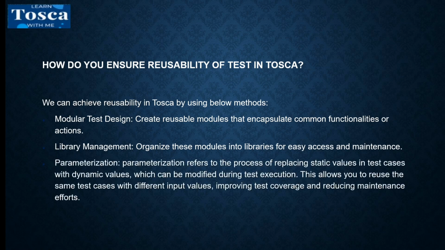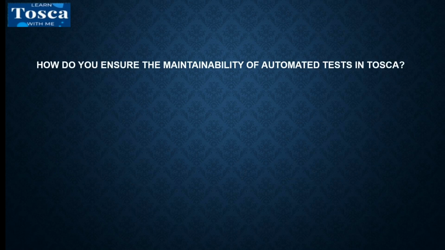Third one is parameterization. Parameterization is about static values in your test cases. To make our test cases generic every time, we should not hard code. Wherever it is possible, try to parameterize it. Never use hard-coded values in your test case. If you follow all this, then you can achieve reusability. Next question is, how do you ensure the maintainability of automated tests?